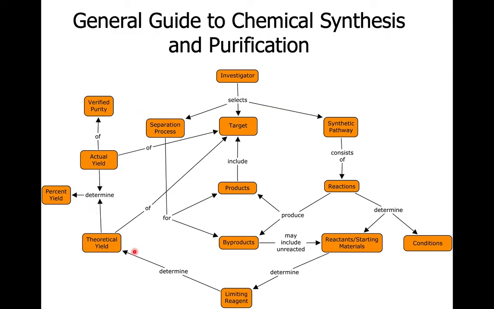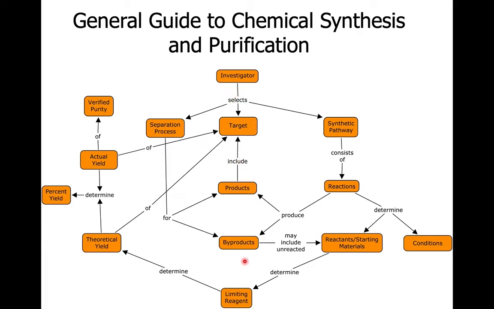Don't try to read all of this, just want to show you this is a general guide to chemical synthesis and purification. And this is just to give you some idea of all the things that we do in chemistry. So an investigator, which today would be you, would select to make a target. That target would be alum. The alum, you would go through a process and you would make the products.